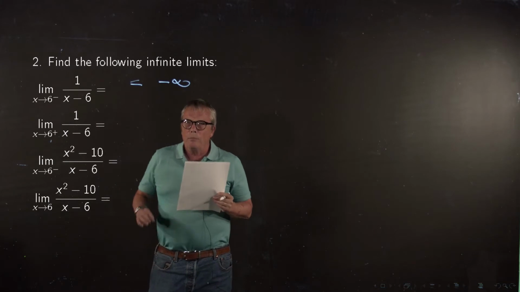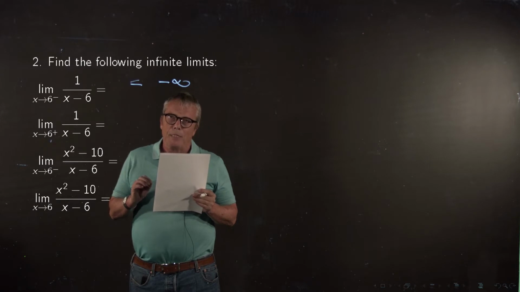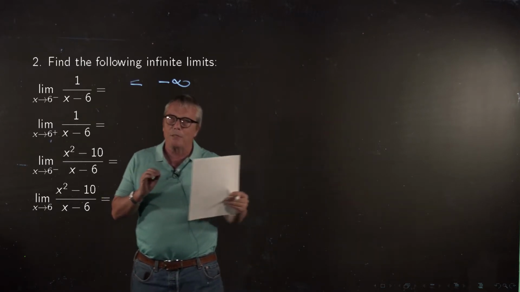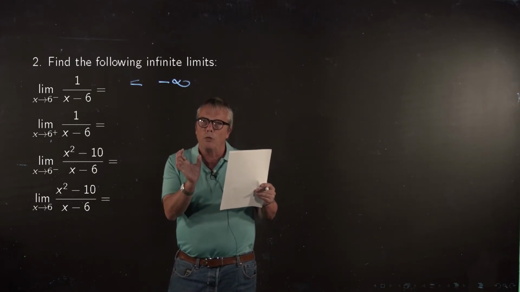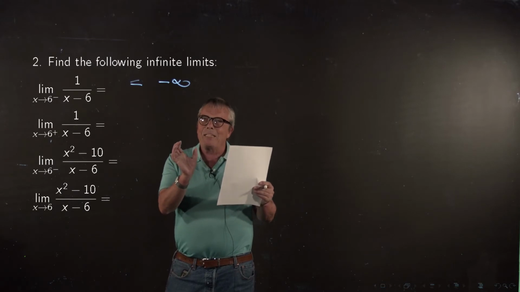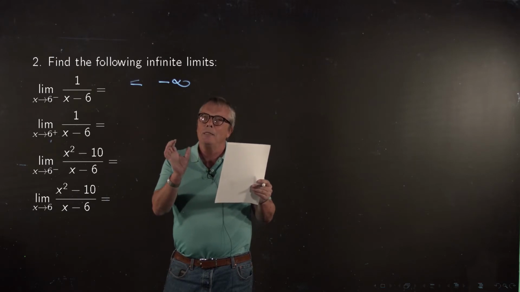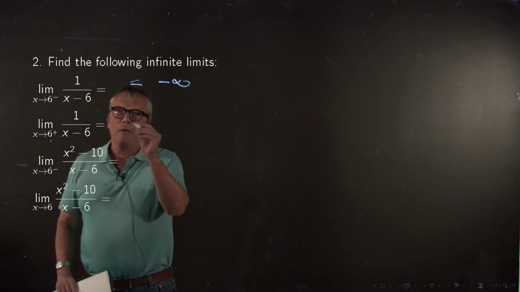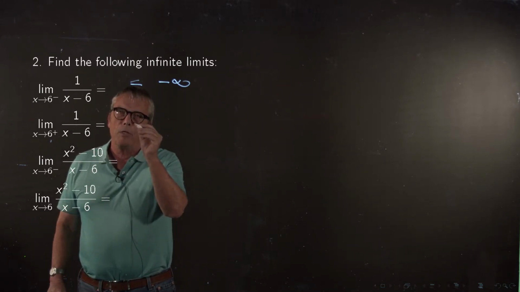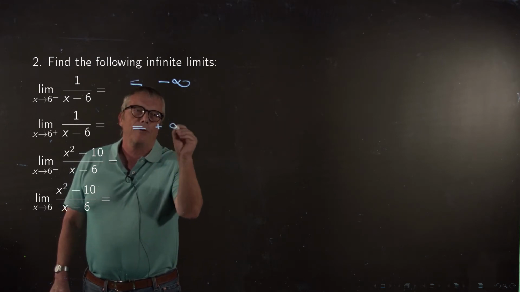In the next problem, we're still looking at the function 1 over x minus 6, but now x comes from the right. So x minus 6 becomes a smaller and smaller number, but stays positive because x is bigger than 6. So in this case, we have a number which is smaller and smaller but positive. So 1 over this number has to approach plus infinity.